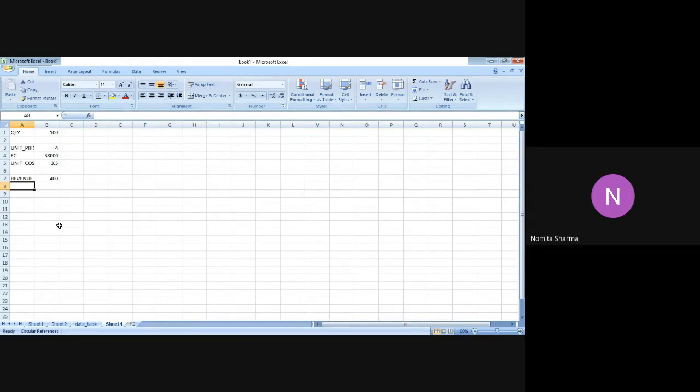Then let me write the fixed cost and the variable cost. So the fixed cost we know is going to remain fixed. Variable cost will change with each unit that I am going to sell. Since the cost factor has to be subtracted from the revenue, I write this in the beginning with a negative sign. So I use the same data which I've written over there in B4 as minus 38,000.